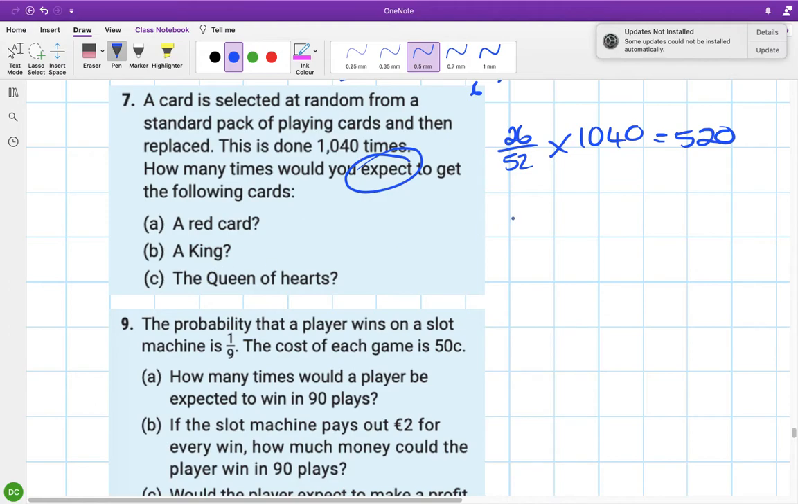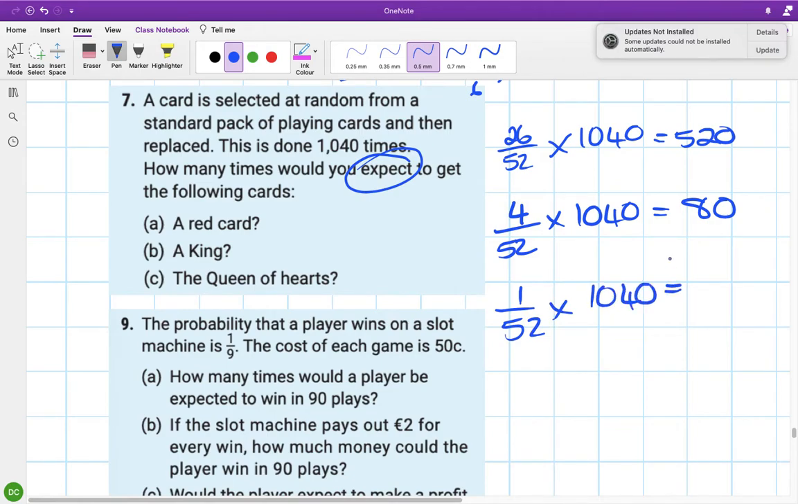A king. There are four kings in the deck out of 52, and again, multiply it by the number of trials. So that's 80 kings you would expect to get. And the last one is the Queen of Hearts. There's only one Queen of Hearts in the deck, so it's 1 out of 52, multiplied by 1040. And that's 20. Okay.